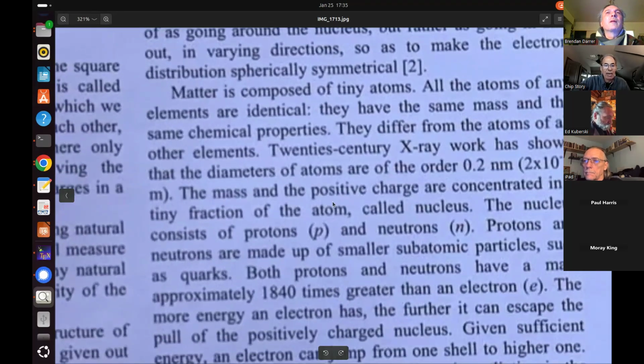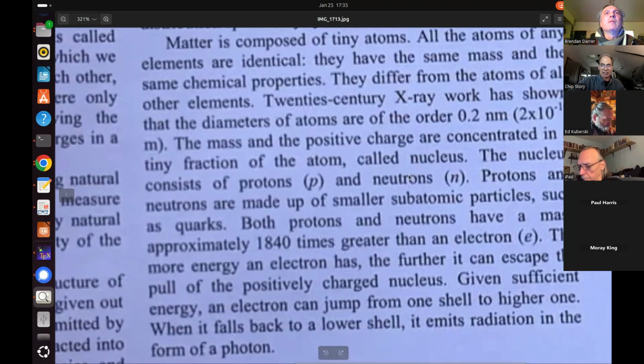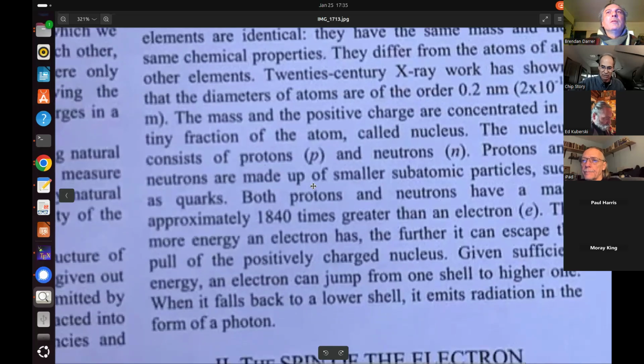All right, matter is composed of tiny atoms. All the atoms of any element are identical. They have the same mass and the same chemical properties. They differ from atoms of all other elements. 20th century X-ray work has shown that the diameters of atoms are in the order of 2 nanometers. The mass and positive charge are concentrated in a tiny fraction of the atom called the nucleus.